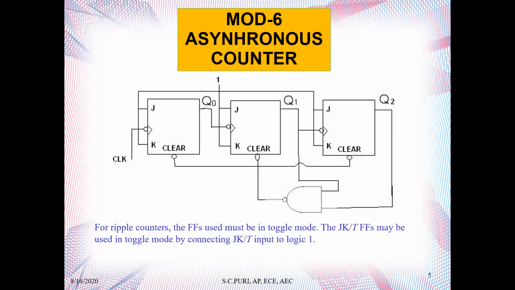For ripple counters, the flip-flops used must naturally be in toggle mode. The JK or T flip-flop must be used in toggling mode by connecting J and K, or T, to logic 1. Okay. Thank you.